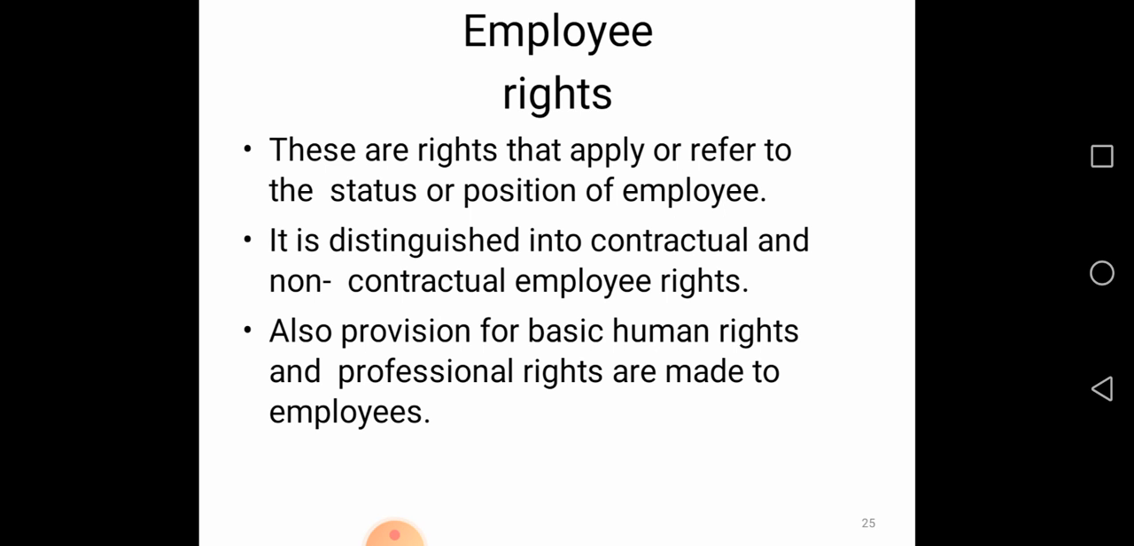Now, opposite to this, you have non-contractual employee rights. That means the rights not exactly under the contract, but you have the right to do anything that the institution permits. That is right to privacy, right to conduct programs externally. So these are non-contractual rights which come under employee rights. So these are the rights that apply or refer to the status or position of an employee, which can be distinguished into contractual and non-contractual employee rights. Also, the provision for basic human rights and professional rights are also made to these employees.